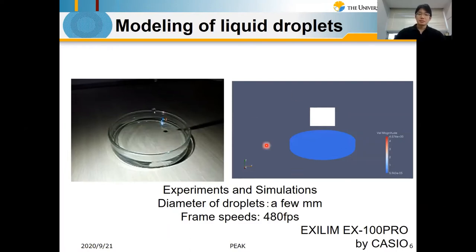The right side movie is a simulation of this water droplet. That's the reason I hide the shape of the water droplet. Now I take out this white colored part. You can see this is the water droplet shape, perfectly a sphere. And this droplet will be dropped into the water. This is poured into the petri dish.